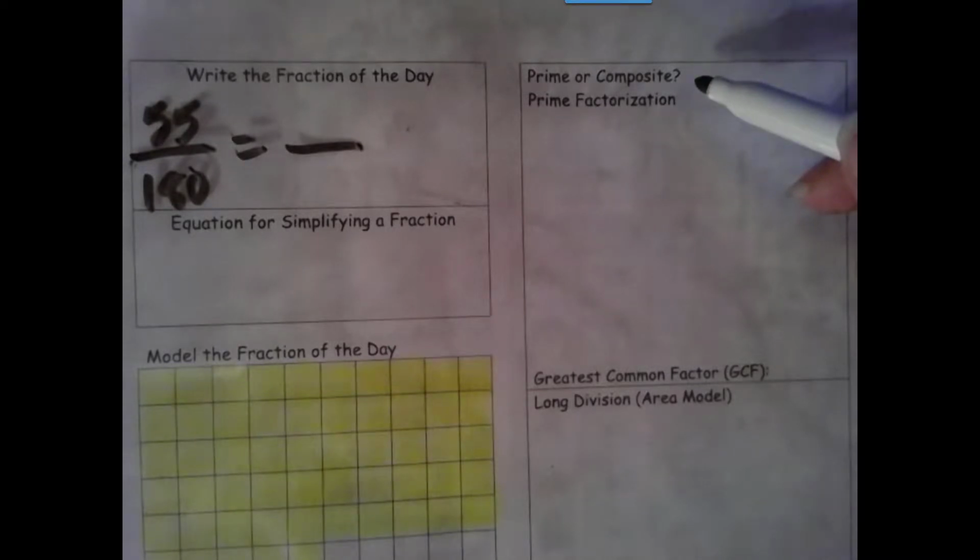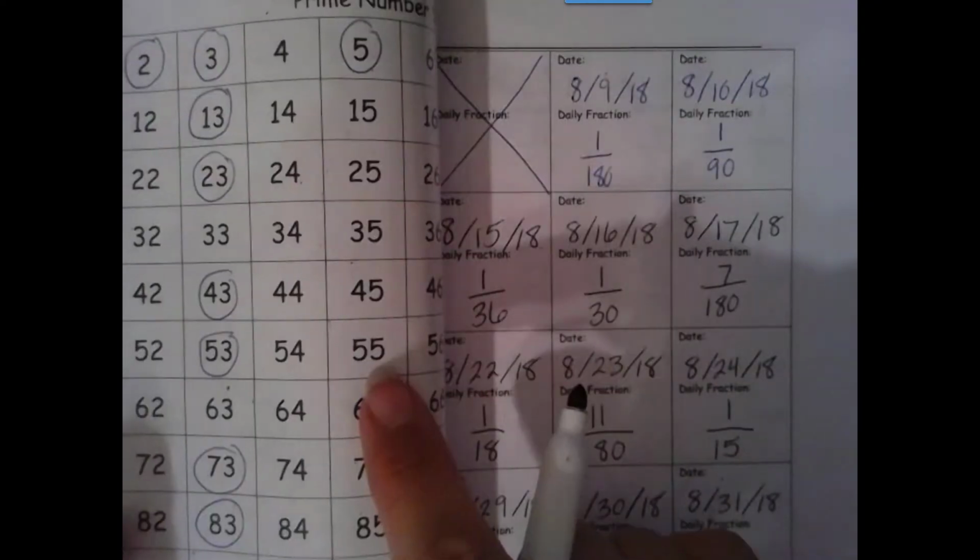Well, it ends in a 5, so I know that 5 is a factor. So I've already thought of another factor besides 1 and itself. I've thought of at least 3. That's more than 2, so it has to be composite. And if you're unsure, you can always check on your prime number sieve, and 55 is not circled.